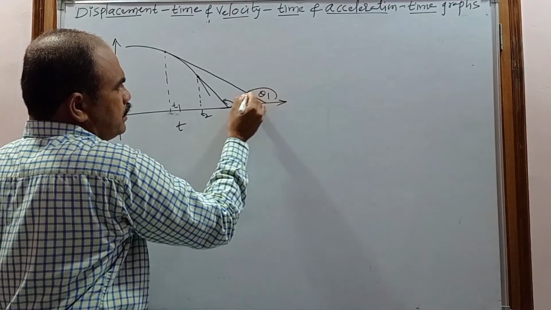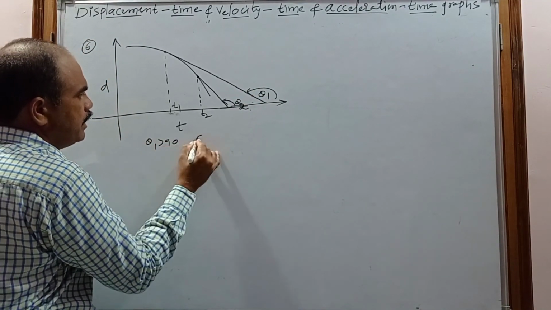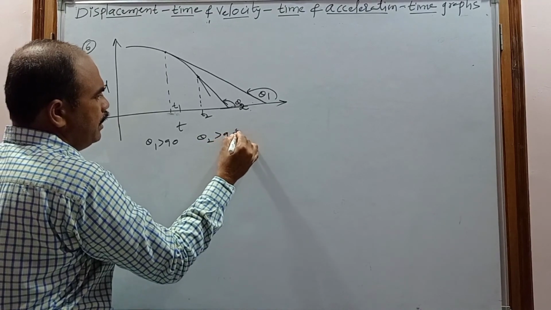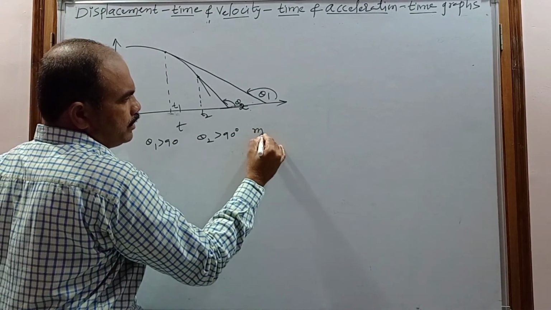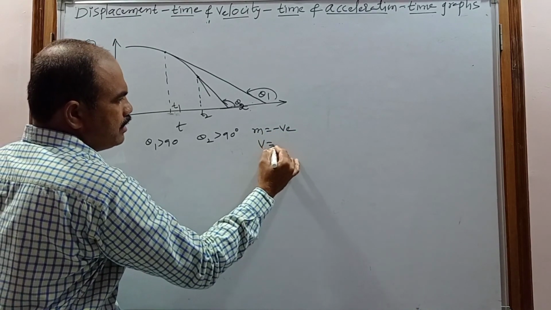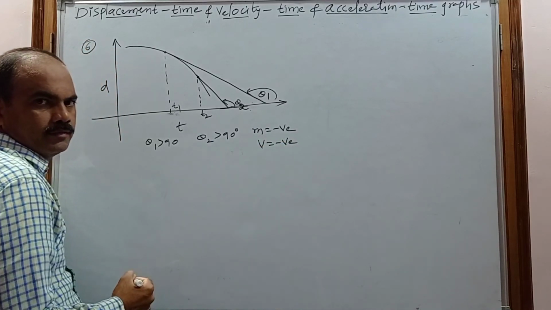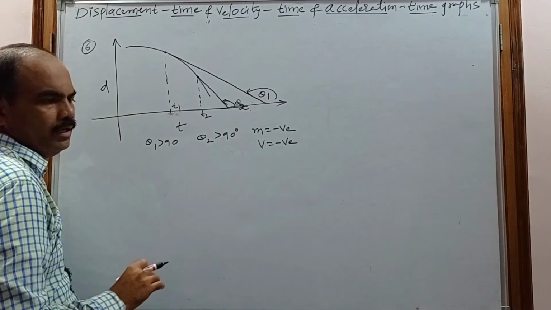Both are greater than 90 degrees. So theta 1 is greater than 90 degrees and theta 2 is also greater than 90 degrees. When theta is greater than 90 degrees, what about the slope? The slope will be negative. That's why the velocity is also negative. Velocity will be negative, so this graph has a negative slope.